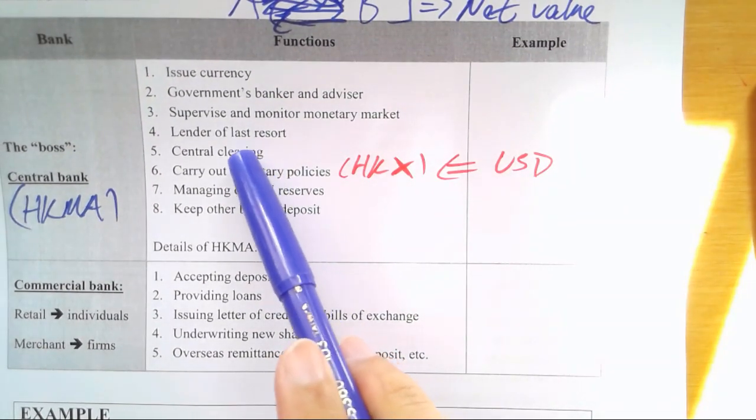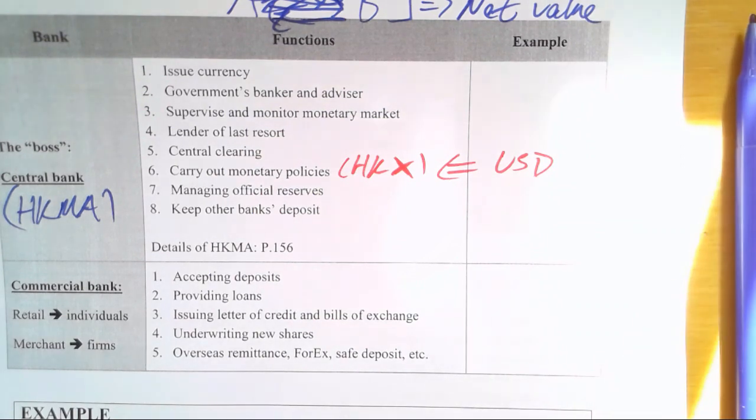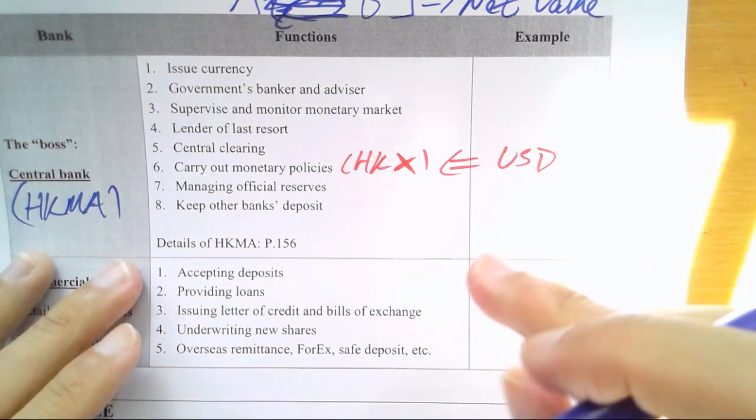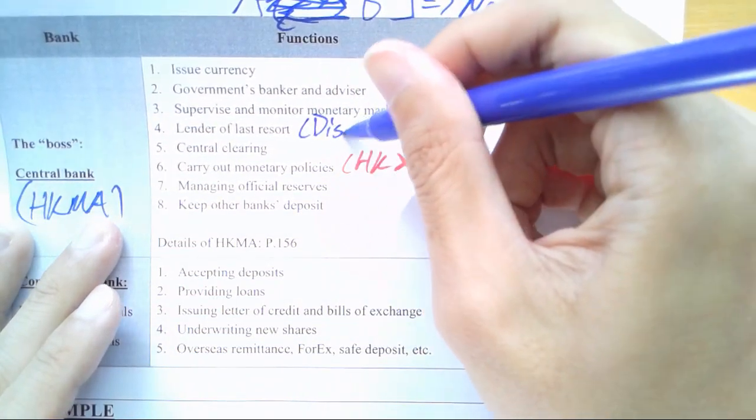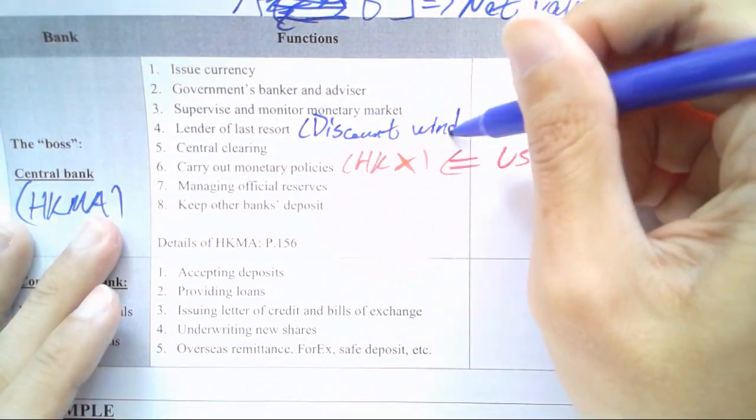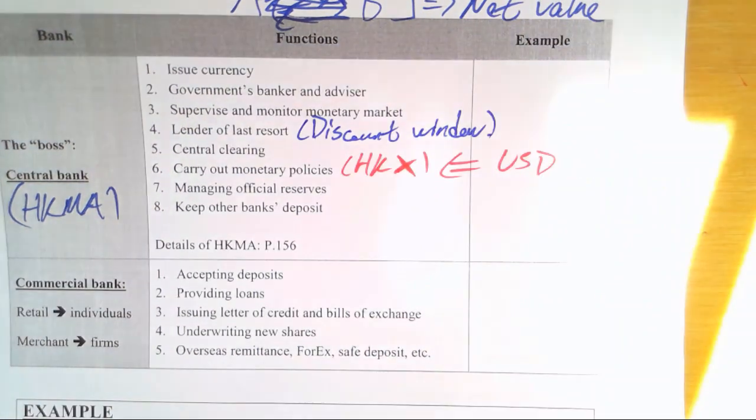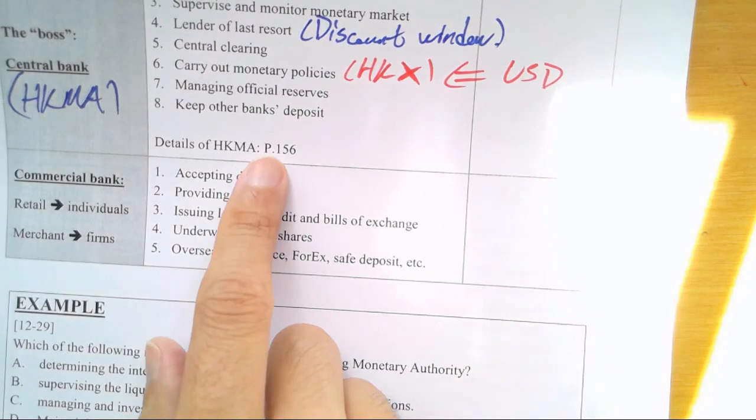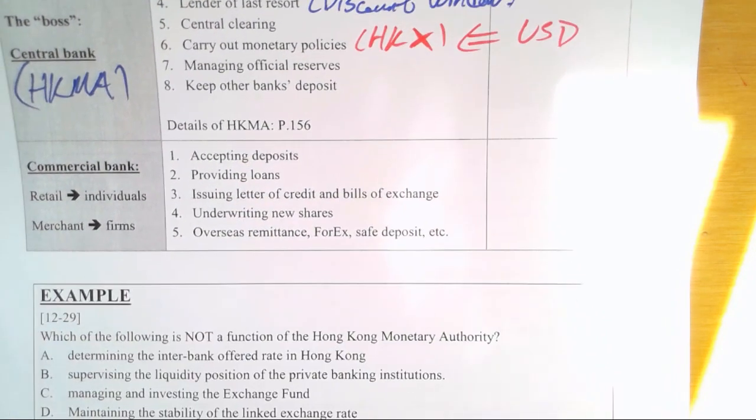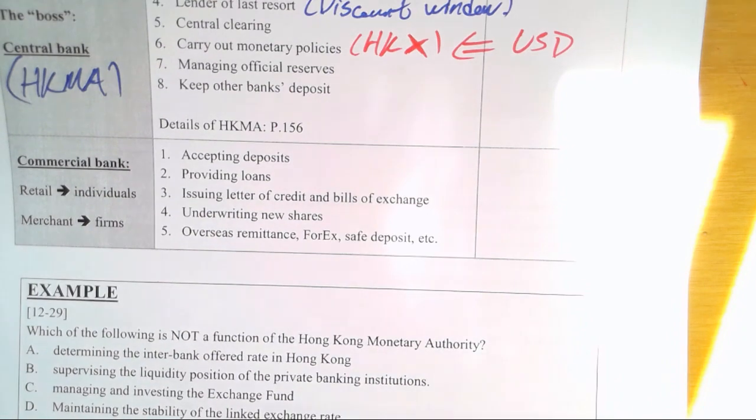Also, last resort, lender of last resort. Now, what is lender of last resort? Now, lender of last resort means that when banks run out of money, they can ask the central bank to borrow money. Okay, now we call this the discount window. Tip in turn in Chinese. Okay, this will be the discount window. Tip in turn. Okay, ma. All right. Now, for more details, just look at the textbook. I don't want to waste your time here. Now, commercial banks, I don't want to talk about it because it's going to waste your time again.